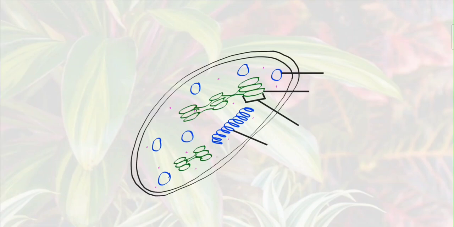Another one, of course, I'm not going to mention. And the 70S ribosome, that's the outer membrane, but let's not make it busy here. Like the outer membrane is that one, and this is the inner membrane. And of course, we have the stroma.